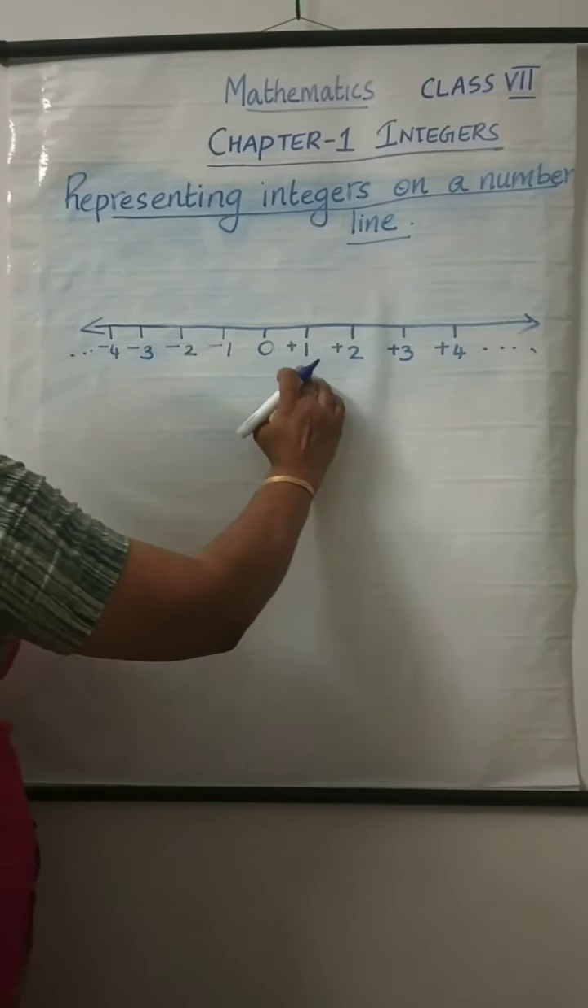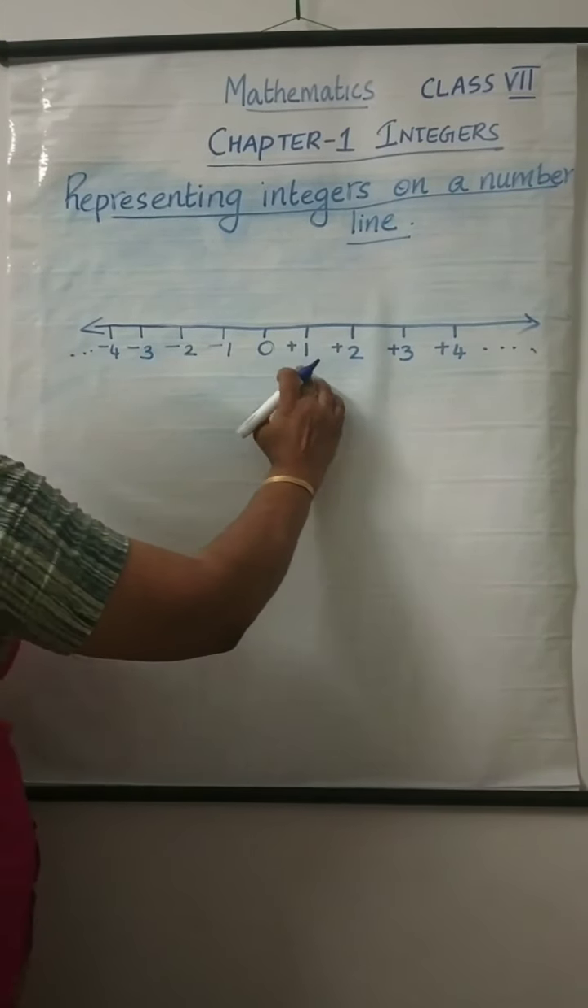Additive inverse of positive 10. Additive inverse of positive 10 is negative 10. Additive inverse of negative 10 is positive 10. That is, additive inverse of a positive number is negative of that, and additive inverse of a negative number is positive of that. Then one more example, additive inverse of negative 5. Additive inverse of negative 5 is positive 5.